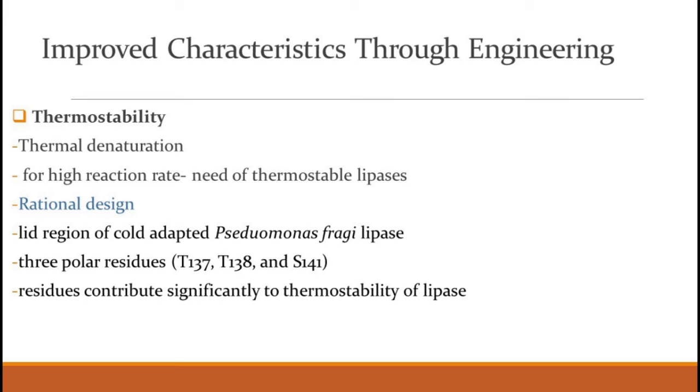Thermostability is one of the characteristics which is improved through protein engineering. Thermal denaturation is undesirable, hence rational design was used in the cold-adapted Pseudomonas fragi lipase. In this lipase, the lid region was modified by rational design. Now we know in rational design we need to know the structure, and we specifically change a few residues. Here 3 polar residues were changed, and that change resulted in thermostability, because that lipase became thermostable.